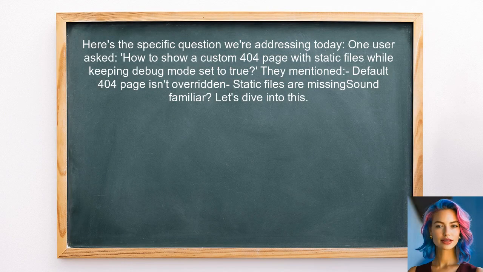Here's the specific question we're addressing today. One user asked how to show a custom 404 page with static files while keeping debug mode set to true. They mentioned that when they try to override the default 404 page, it just doesn't work. Sound familiar? Let's dive into this.